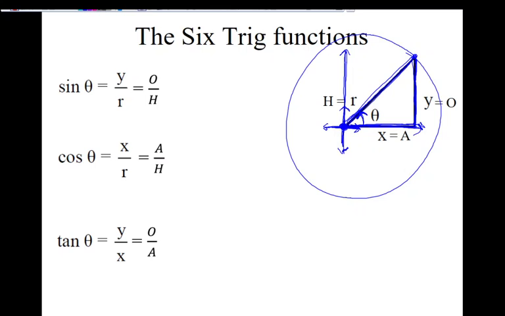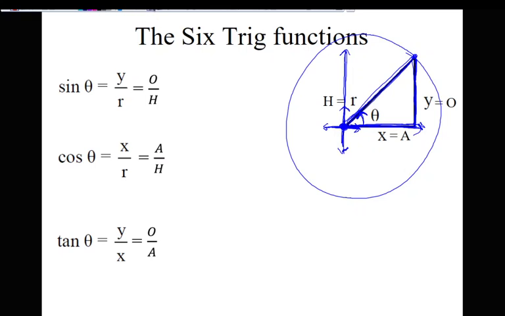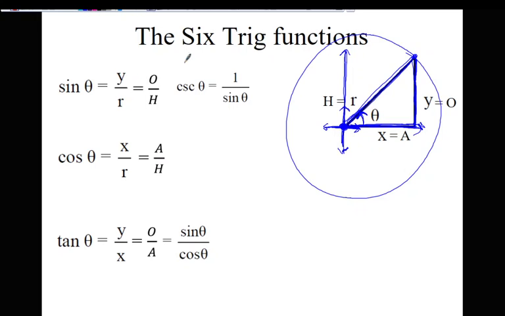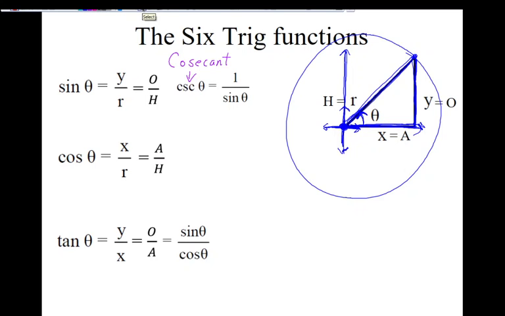Now let me introduce your newest members. There are 3 new trig functions that we're going to be dealing with. Here we go. Cosecant. Cosecant is nothing more than the reciprocal of sine. That's why it says 1 over sine.